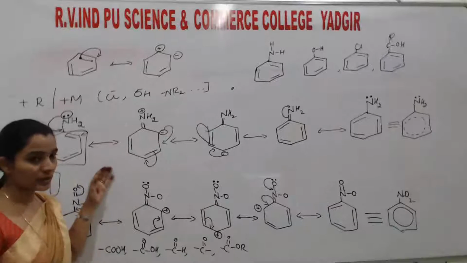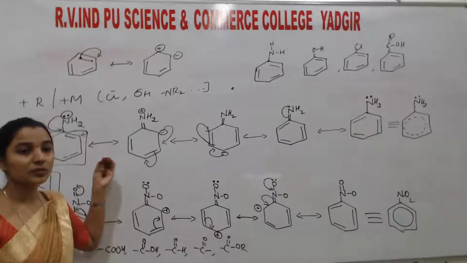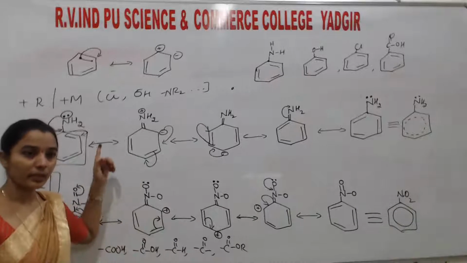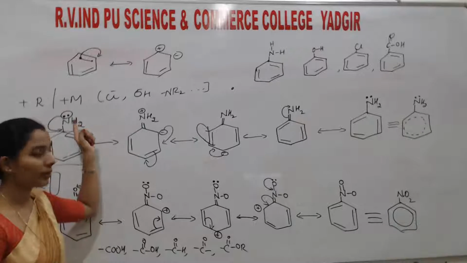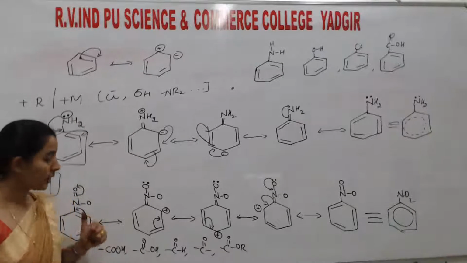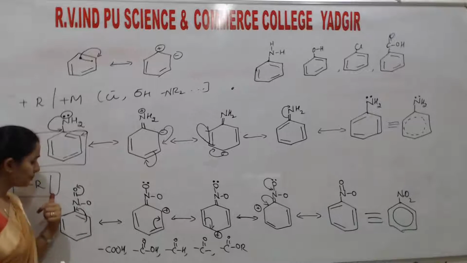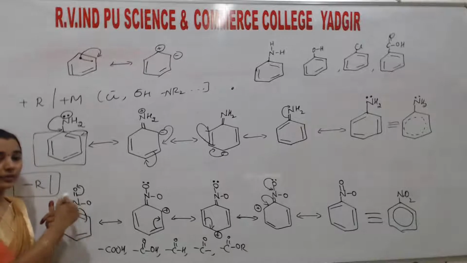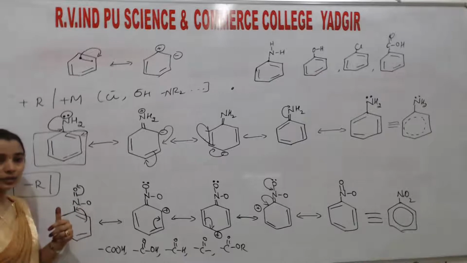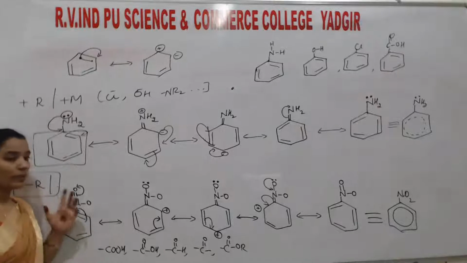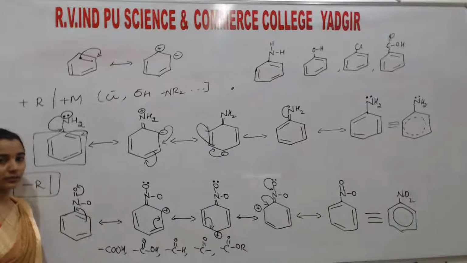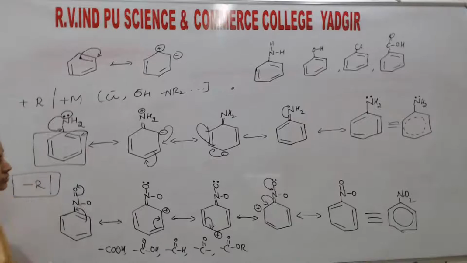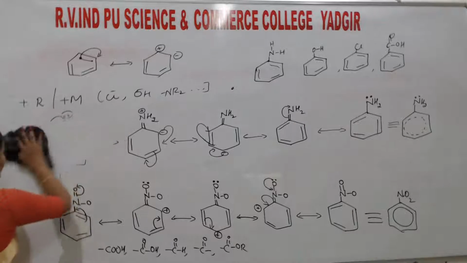Plus R effect means if the electrons are moving towards the system, that is positive resonance effect or positive mesomeric effect. If the electrons are moving away from the system, then it is negative resonance effect or negative mesomeric effect. Okay, so this is all about the resonance effect.